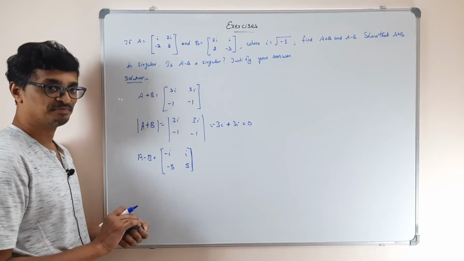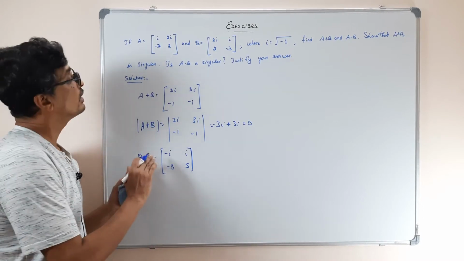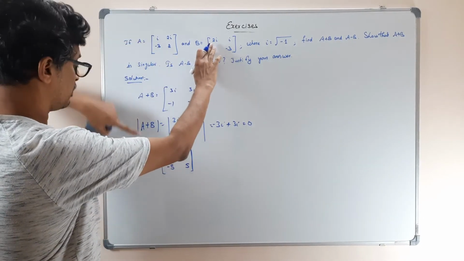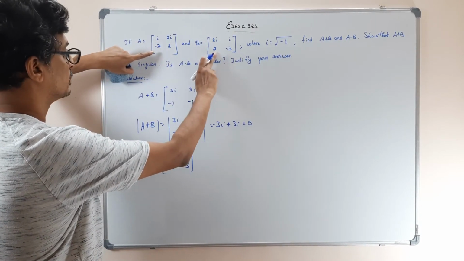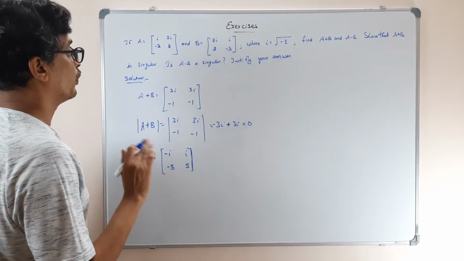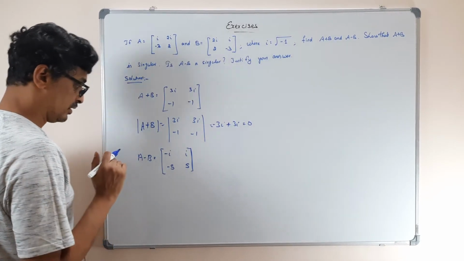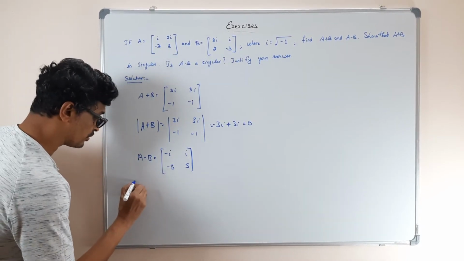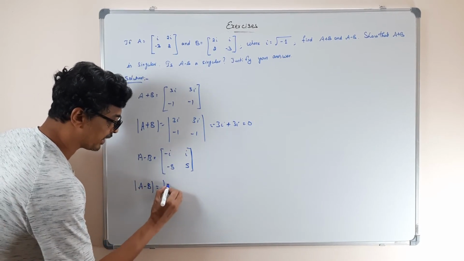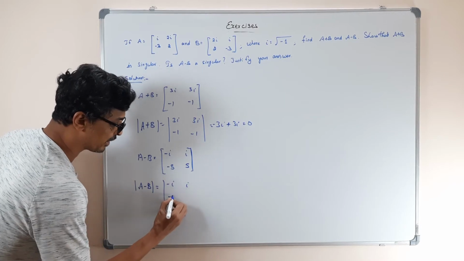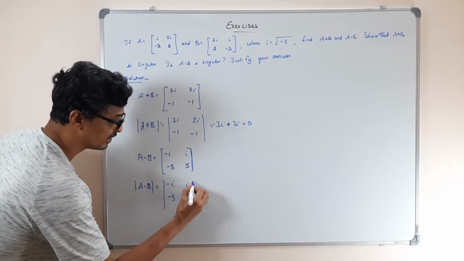Really? Oh, well, already done it, right? The matrix has entries i, minus 2i, minus i, 2i, minus i, minus 3. Why is this singular? If you remember the determinant, if I take the determinant of A minus B, what we are going to have is minus i, minus 5, correct?